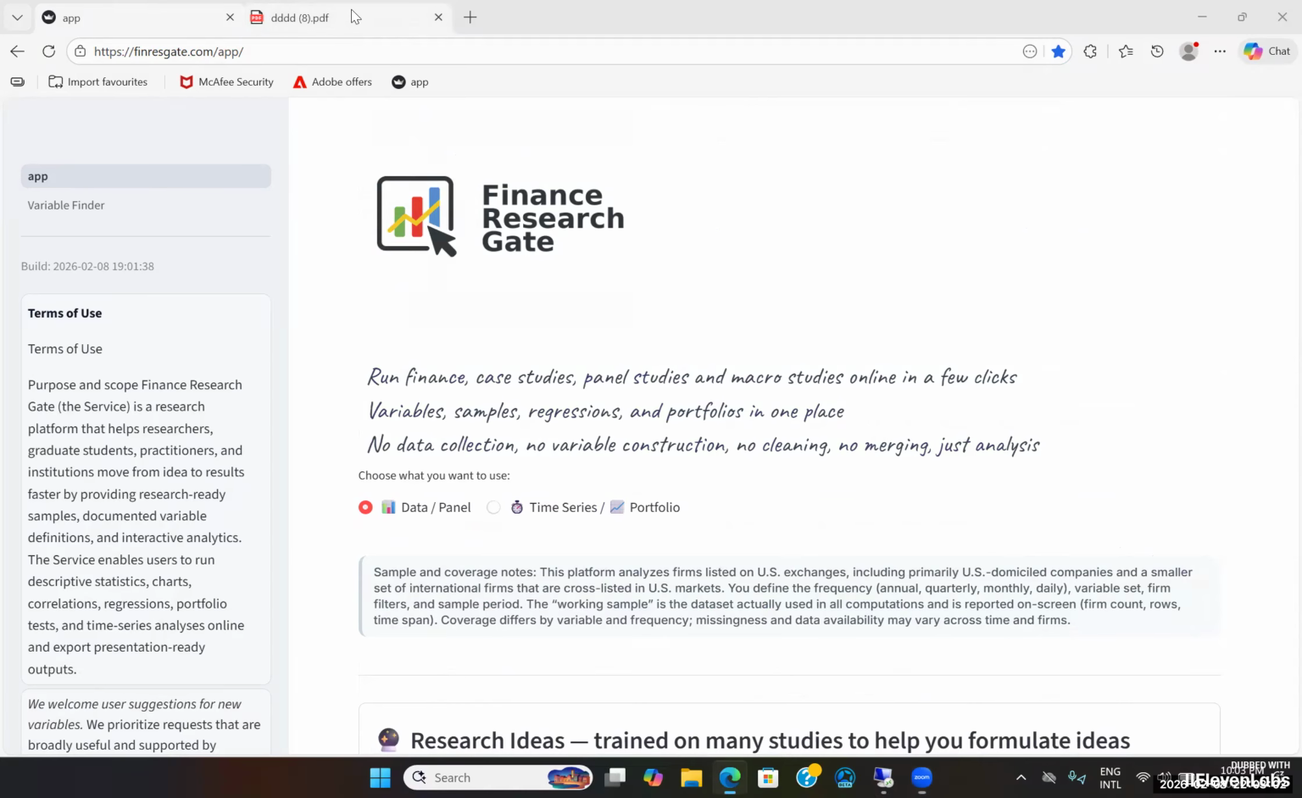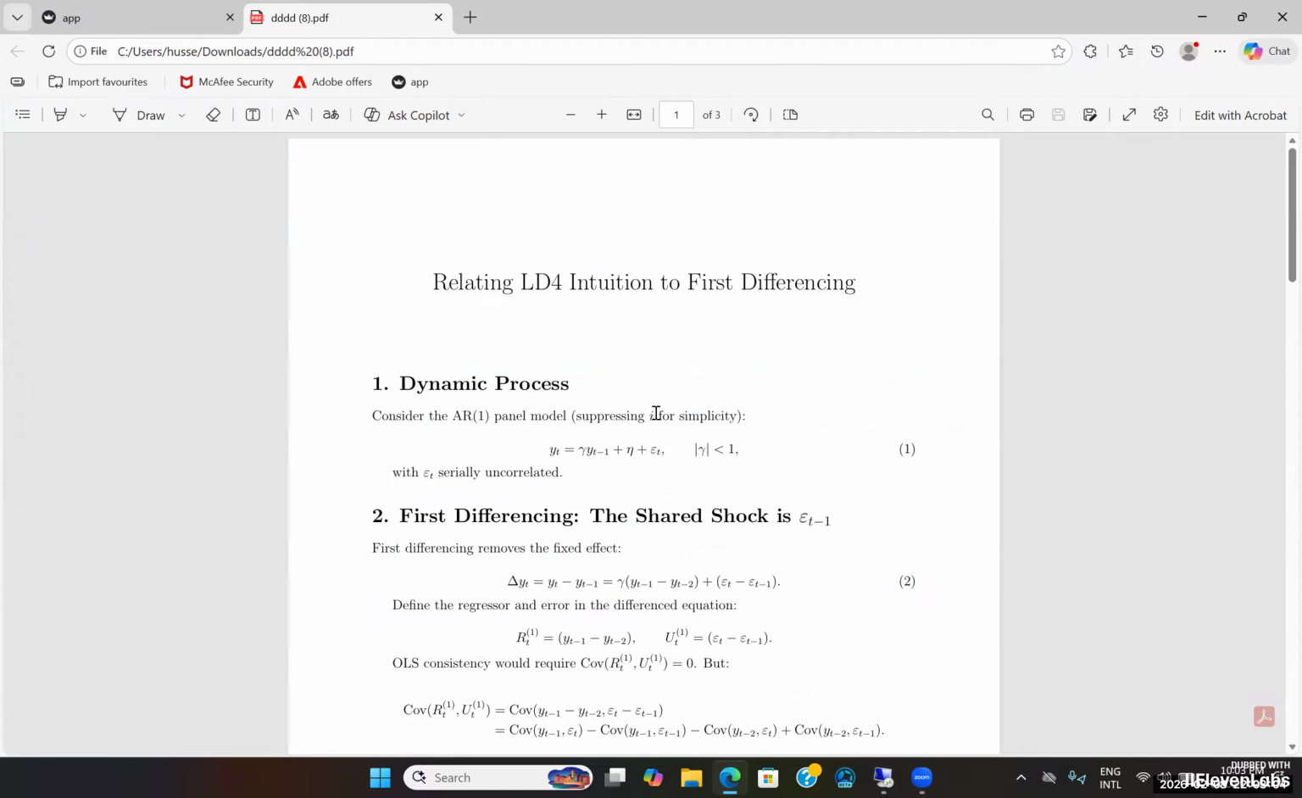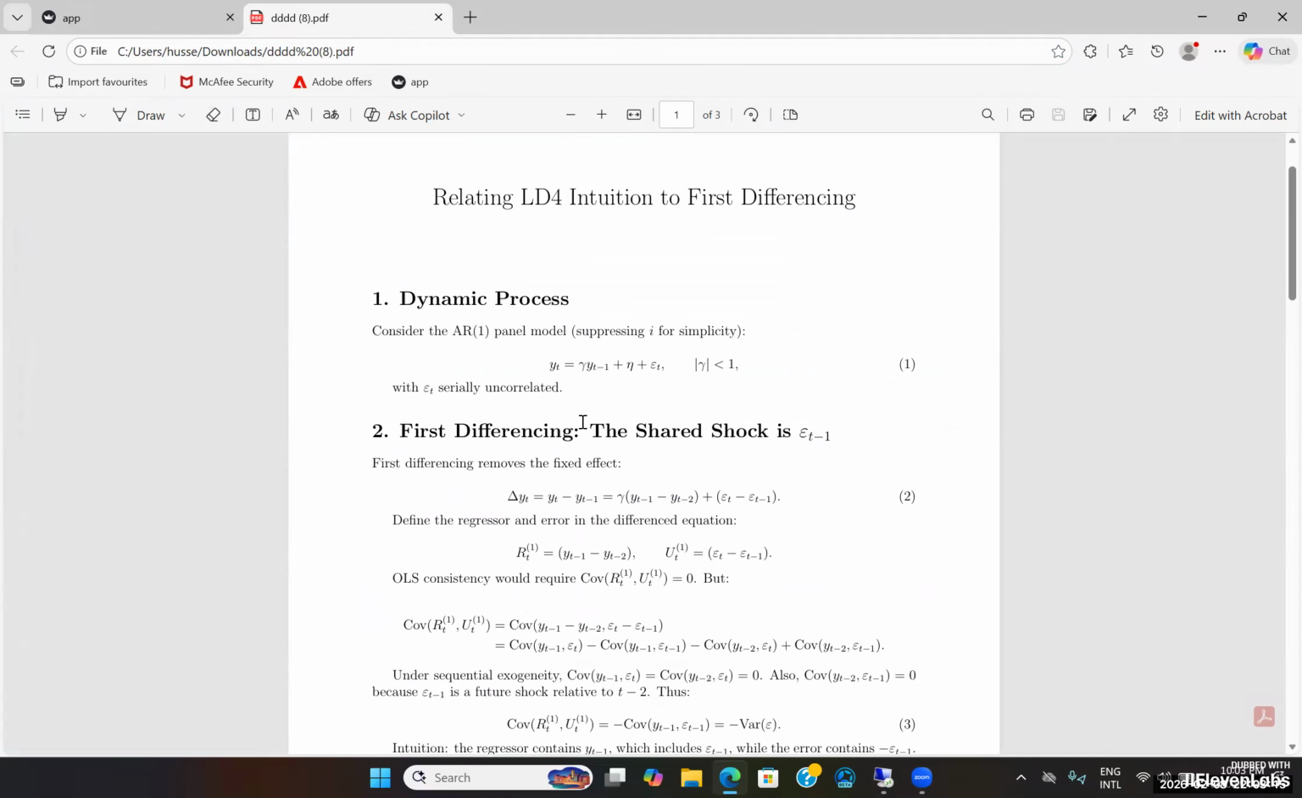I'm going to thoroughly explain the specific differencing method that we are attempting to apply, with the primary objective of either completely solving or at least substantially mitigating the complex endogeneity issue. So to illustrate this concept, I'm going to proceed by using this specific example.